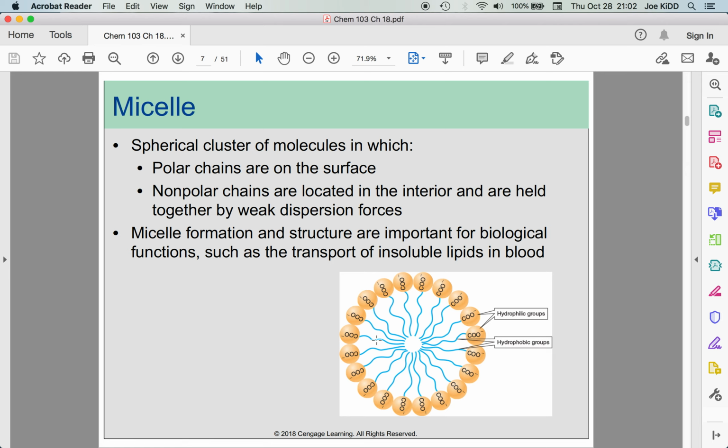So the inward facing tails are all completely insulated and isolated from the surrounding, typically water rich environment. If we're thinking of things like our plasma and blood, humans in general are mostly water. So these are a way to transport insoluble lipids through a media that is typically water, where those wouldn't mix very well.